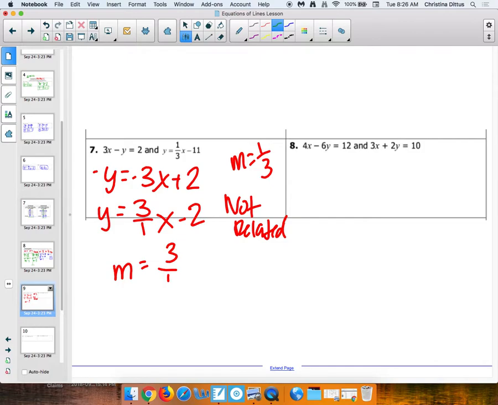Alright, 8. First thing I gotta do what? Minus 4x. So negative 6y equals negative 4x plus 12. Then what? Divide by negative 6, so I get y equals 4 over 6, aka 2/3, x minus 2. Good. So our slope is 2/3.